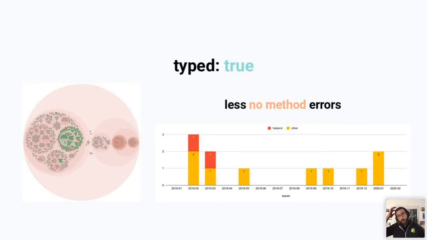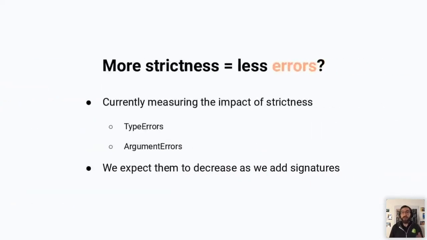So we moved all the library files from this application and looked at the no-method errors happening in production. And we saw that in the files we moved to type true, there were no more no-method errors in production after this point, which was super encouraging for us and led us to think, with a lot of intuition, that if we increase the strictness in the files, we will get fewer errors in production, especially the classes of errors that static typing can have an impact on, like type errors or argument errors.